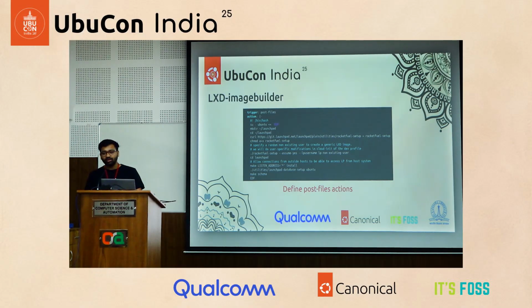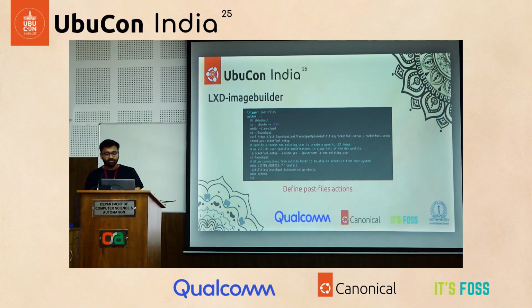So I use a post files action, which runs at the very last of the whole image build process. Once that is done, I'm just running all the manual steps in this bash script. This essentially avoids users having to run the rocket fuel setup and all these steps manually, and they can just specify everything here.